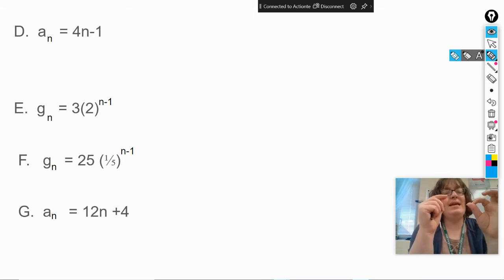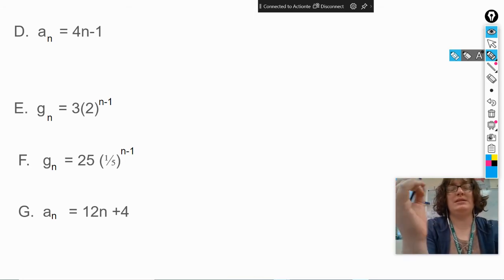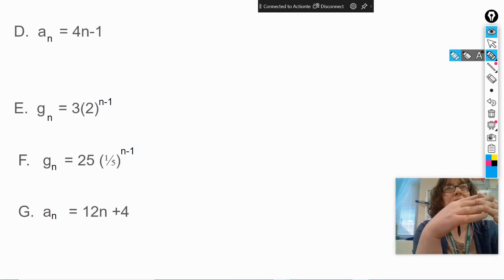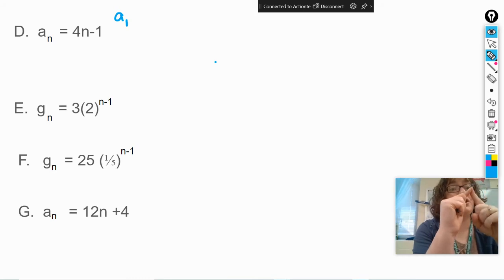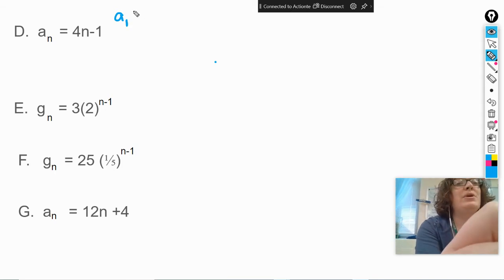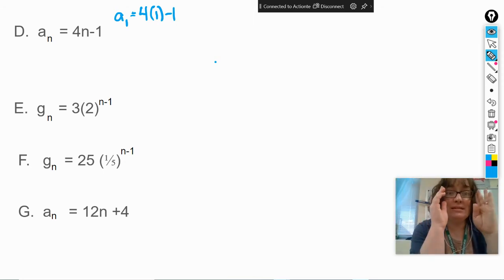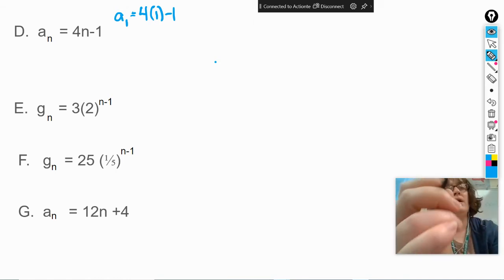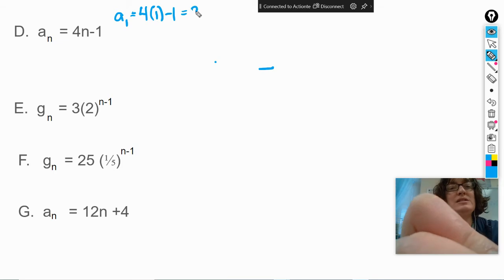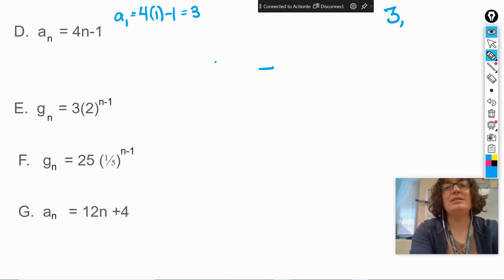Remember that little n tells me what term of the sequence that I'm talking about. So if I want to lay out my sequence here, I'm going to look for what is the first term. So that means I want to find a sub 1, the first term of the sequence. So if I've replaced n with a 1 on the left side, then I'm going to replace n with a 1 on the right side. And then I have a simple arithmetic expression to simplify. So 4 times 1 would be 4, and 4 minus 1 would give me an answer of 3, meaning 3 is the first term in my sequence.